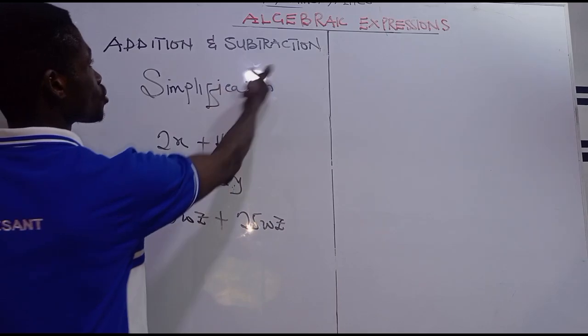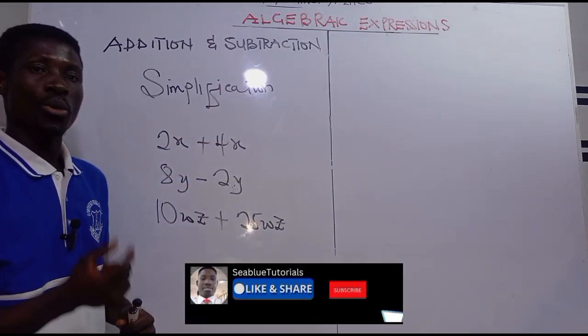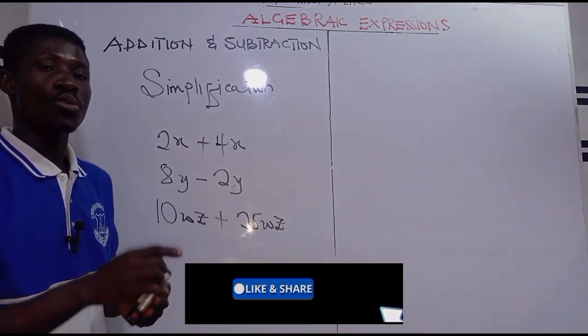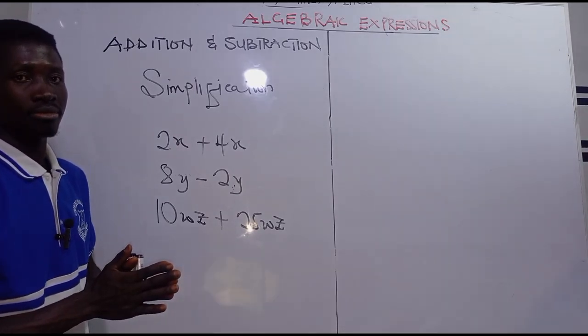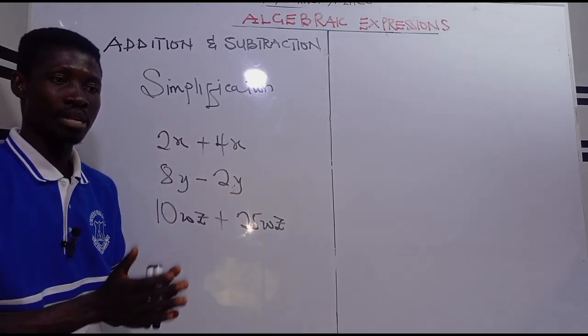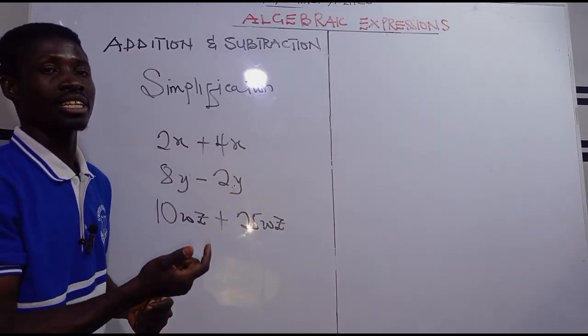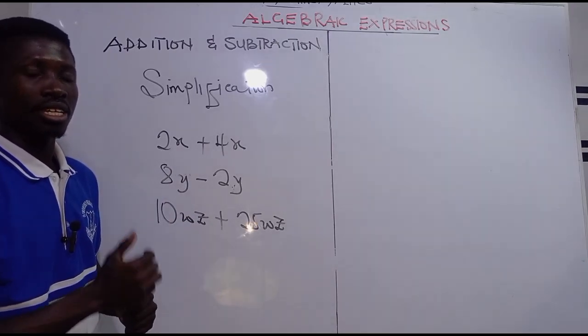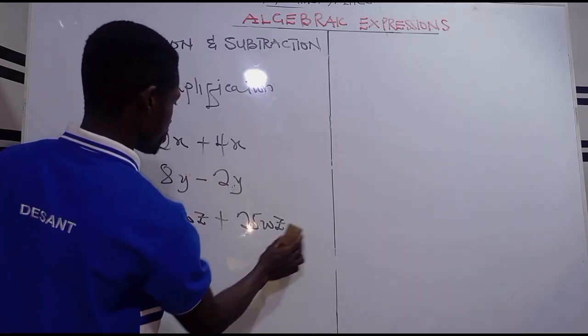Now, in adding and subtracting algebraic expression, we are first going to group the like terms and then we simplify. I said we are first going to group the terms into like terms and then unlike terms, and after that we add them and then we subtract them together. Is that clear? Good.